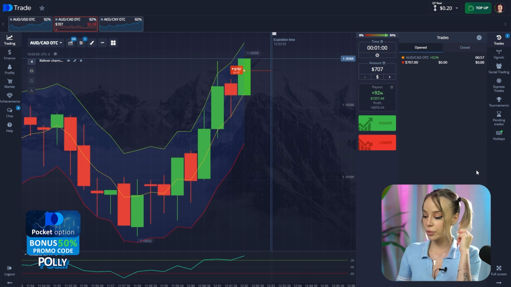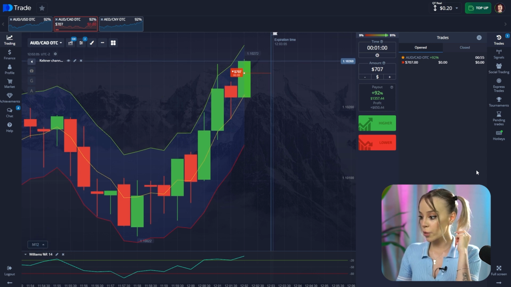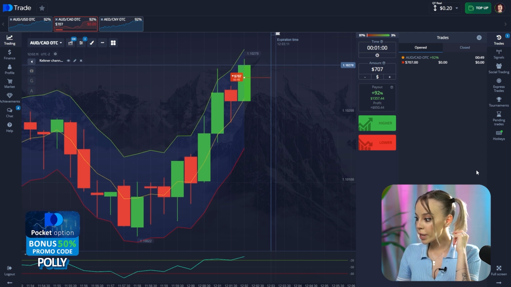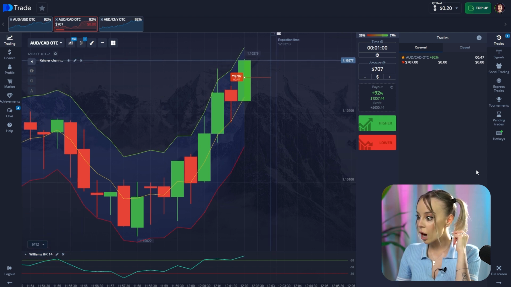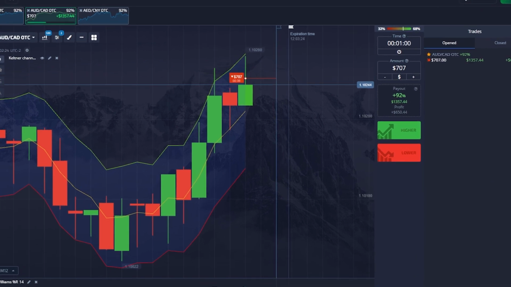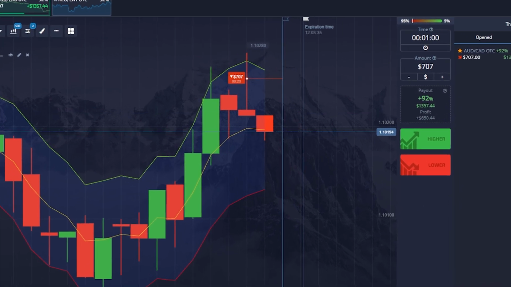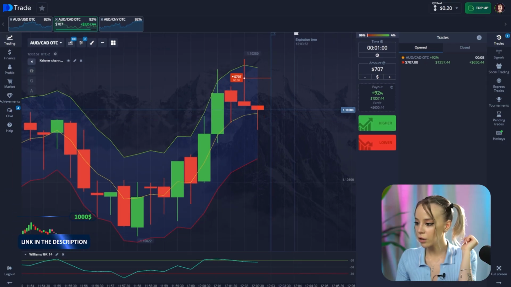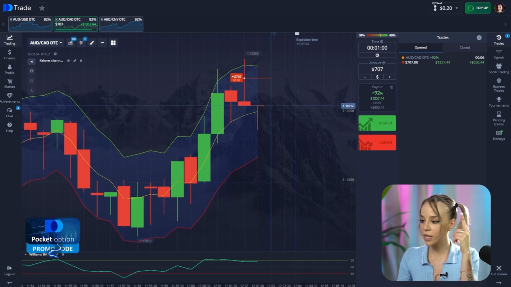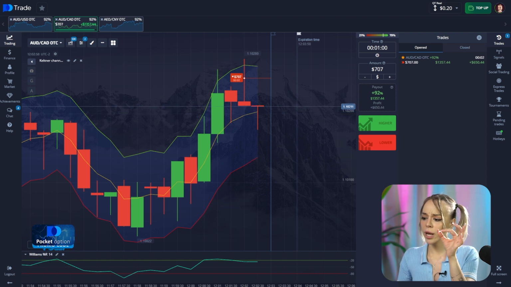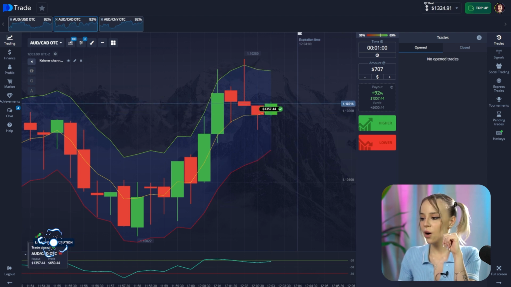We continue with 707 down option, guys. According to the Williams oscillator, we're overbought. We expect a pullback for the reason. Down option, that's why. $707 down option. Everything will be great because you're with me.